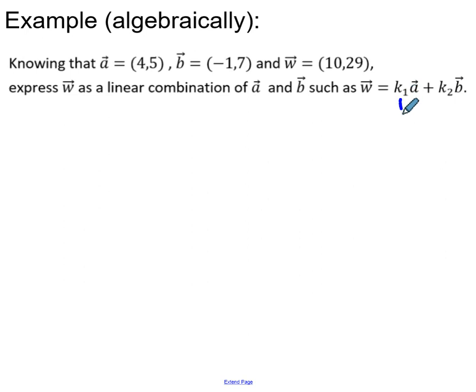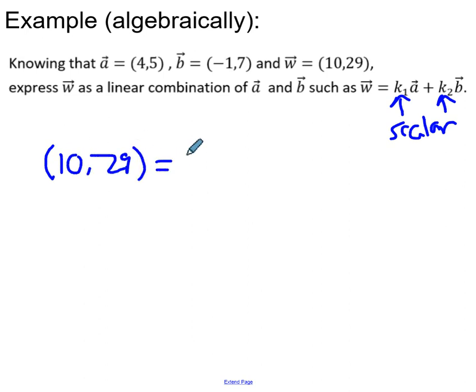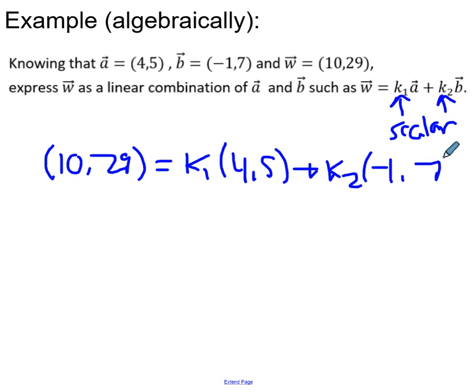So you have to figure out what are the two scalars that are here, what are the two numbers that will come here. Okay, so what we can do, we can use an equation. So we know W, which is (10, 29), is equal to a certain number of times A, which is (4, 5), plus a certain number of times B, which is (-1, 7). Now you remember that if you have a scalar in front of the coordinate, you can distribute.